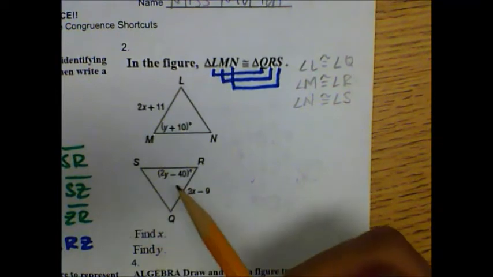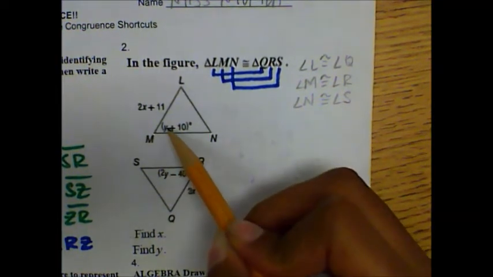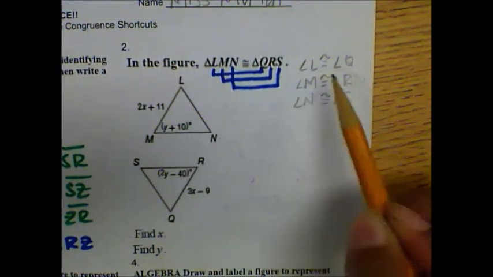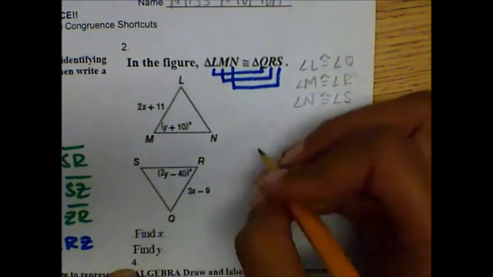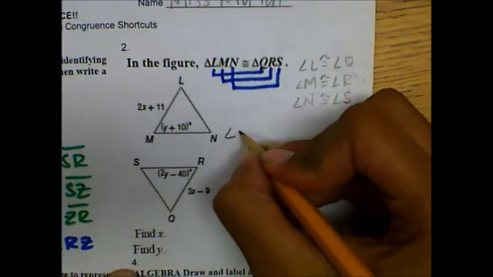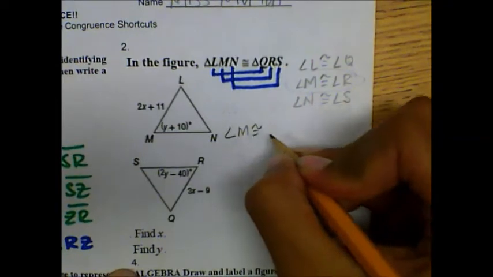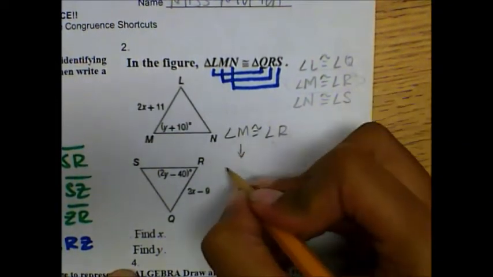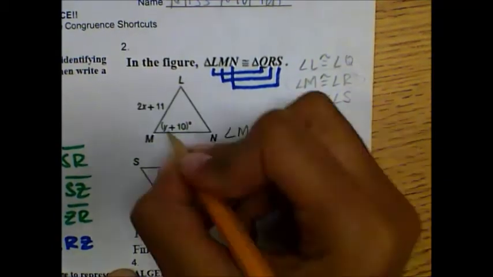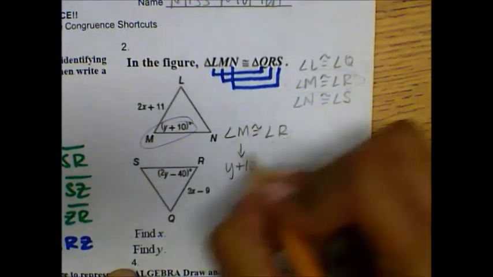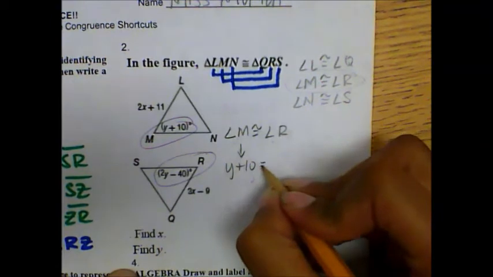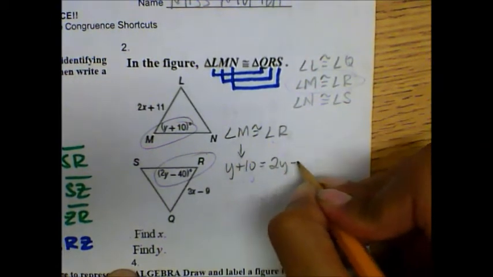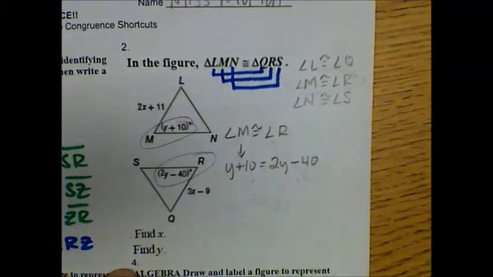Now, they gave us angle R and they gave us angle M. And our congruency statement right here says that angle M is congruent to angle R. So I'm going to go ahead and rewrite that congruency statement down. Alright, so angle M is congruent to Y plus 10, and they gave us that right there. Angle R is congruent to 2Y minus 40. Alright, so we're going to have to do some balancing.